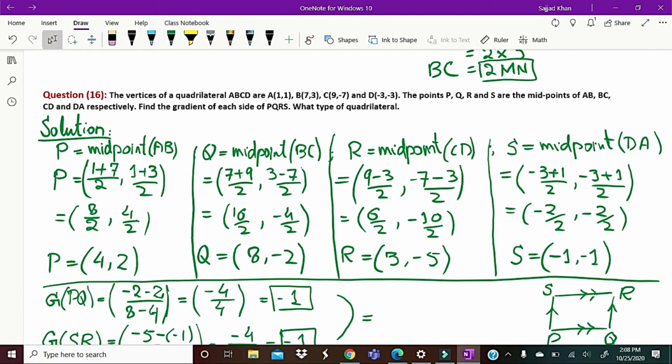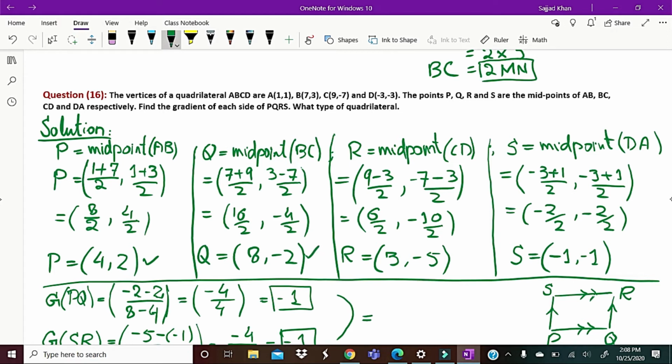Question number 16 says that you are given the 4 vertices of a quadrilateral ABCD and the points P, Q, R and S are the midpoints of AB, BC, CD, and DA respectively. Find the gradient of each side of PQRS and what type of quadrilateral it makes. So P is the midpoint of AB. Using the formula, you can find out P easily. Q is the midpoint of BC. Again, midpoint formula, you can find out Q to be (8, -2).